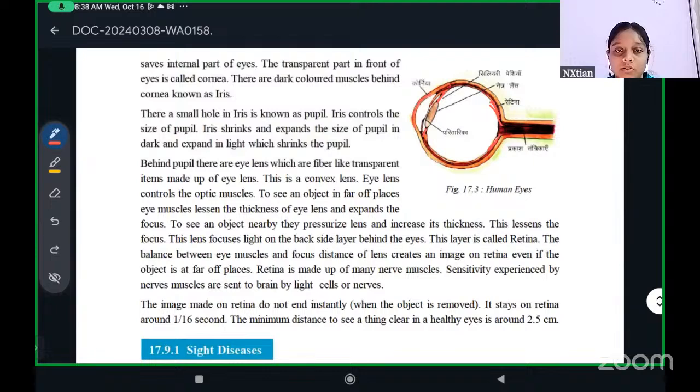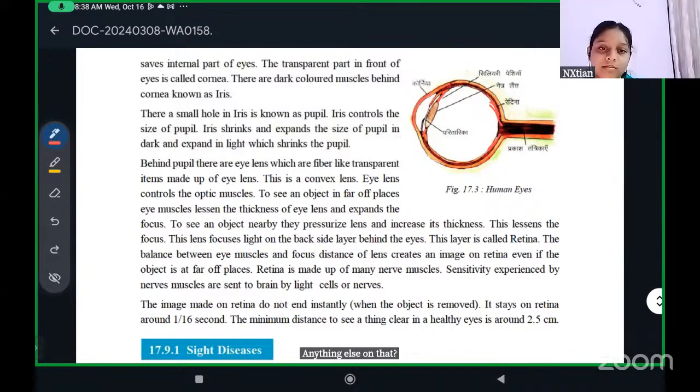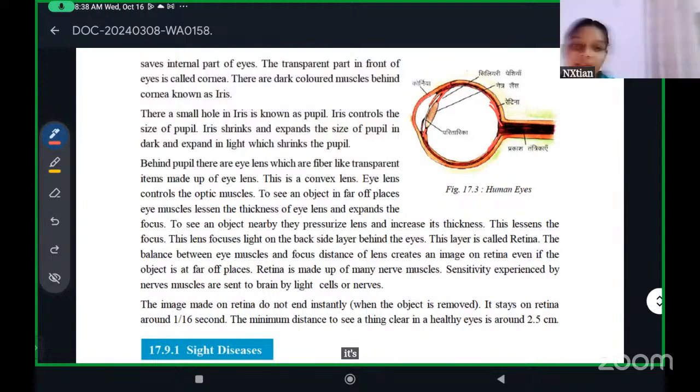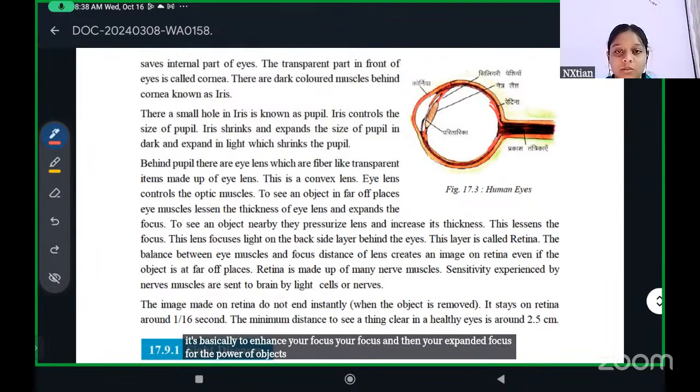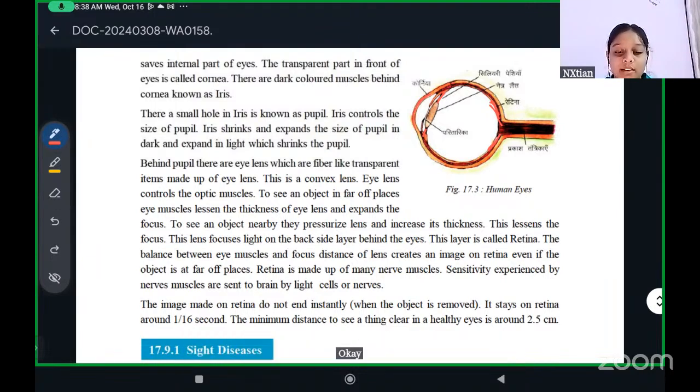No? But I've had glasses since I was 5. Ma'am, he has gone back. Glasses are basically to enhance your close focus, and then your expanded focus for far-off objects. And also to strengthen the eye muscles.